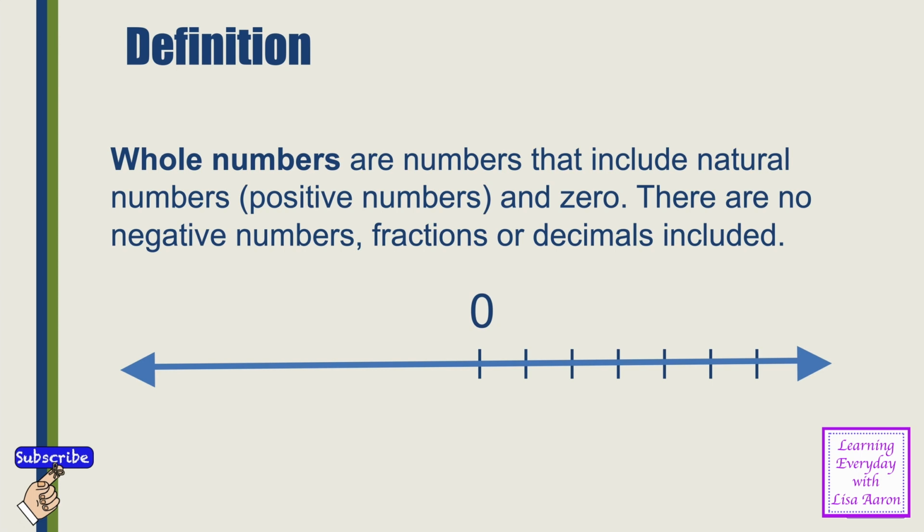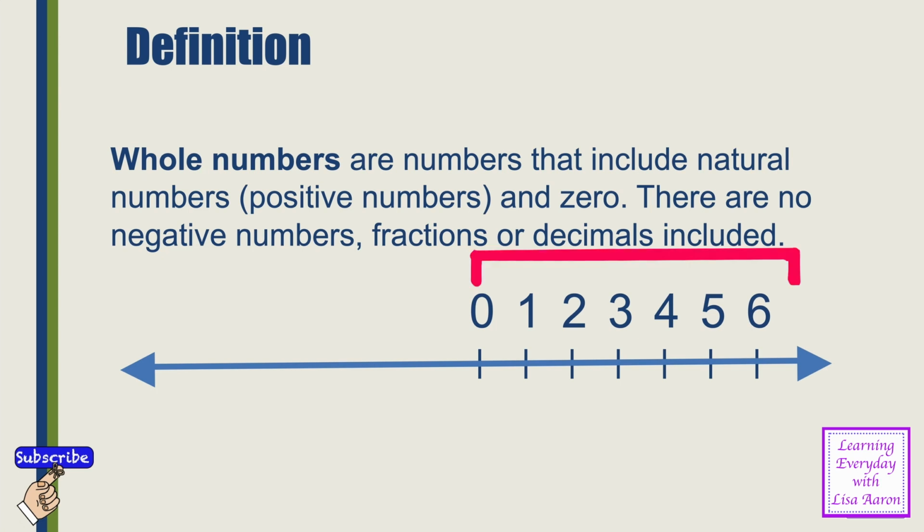Definition: whole numbers are numbers that include natural numbers, which are positive numbers, and 0. There are no negative numbers, fractions, or decimals included. A way of remembering whole numbers is that it includes a 0 in the word whole. That's the way you can think of it when you're remembering whole numbers. 0 and positive numbers on are whole numbers.